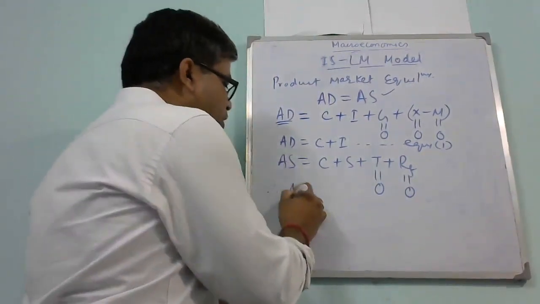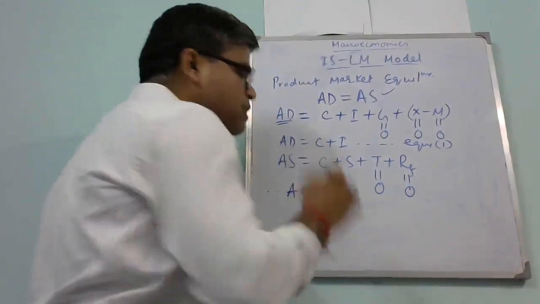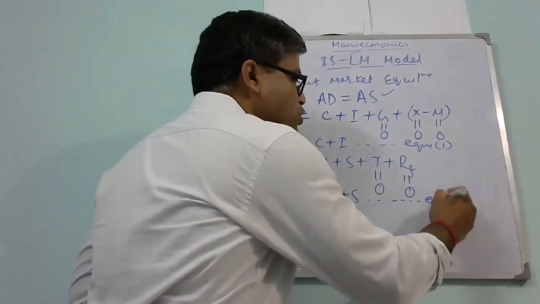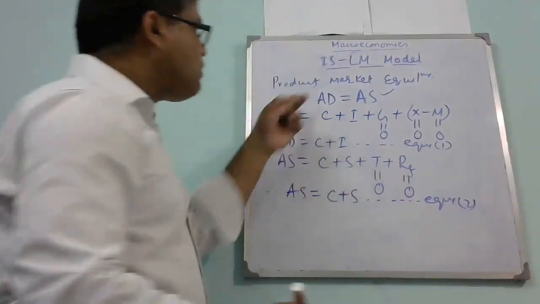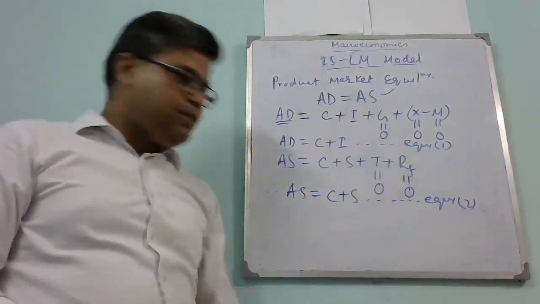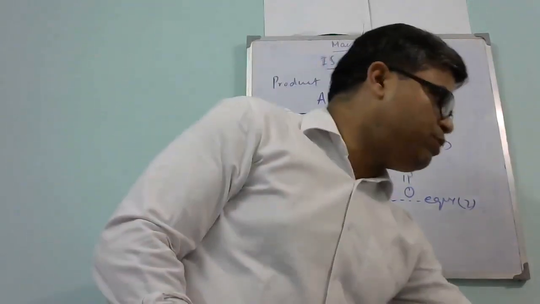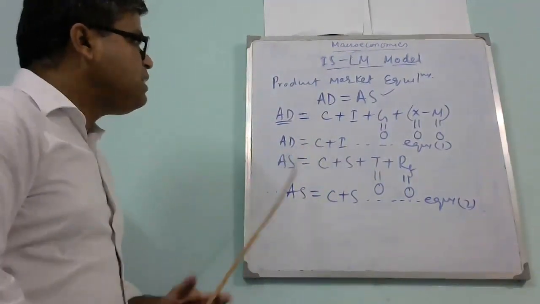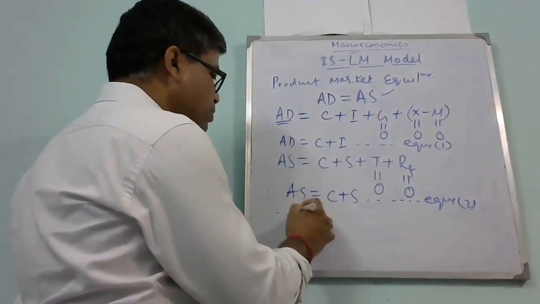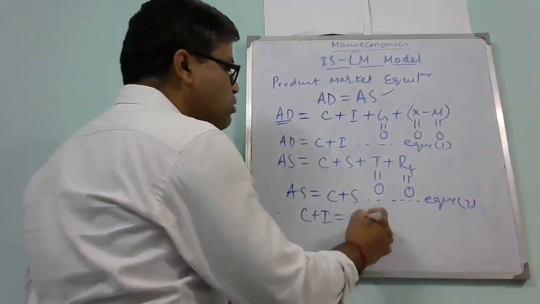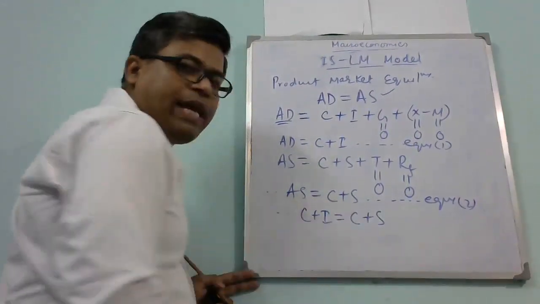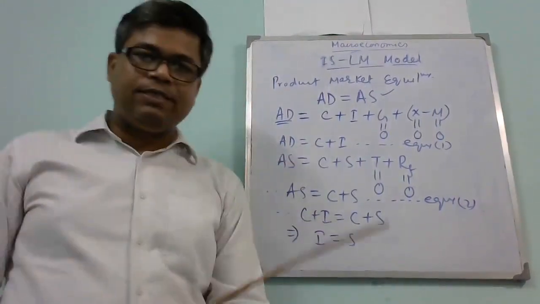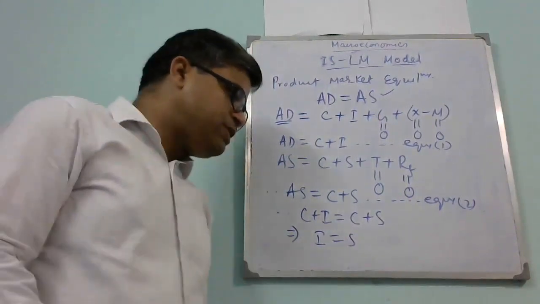So therefore, our aggregate supply becomes equal to C plus S. Now this becomes our equation number 2. So what is the equilibrium condition? AD equal to AS. The equilibrium condition is AD equal to AS. So putting this value, AD is C plus I, therefore C plus I is equal to C plus S. Now C will be cancelled from both sides. Therefore I is equal to S. Investment equal to savings.